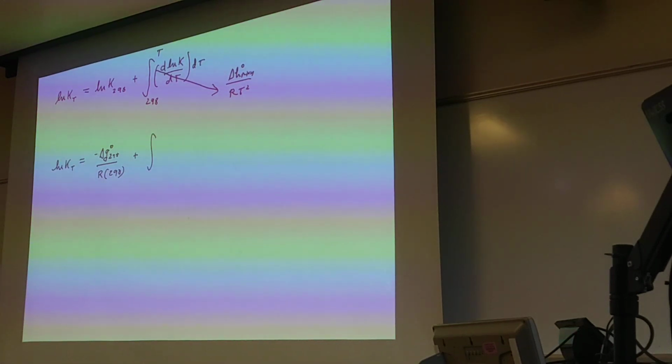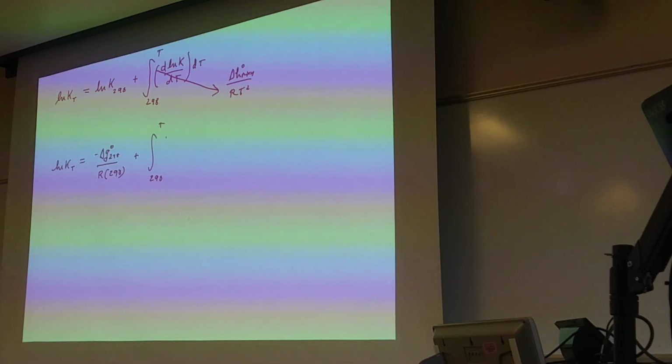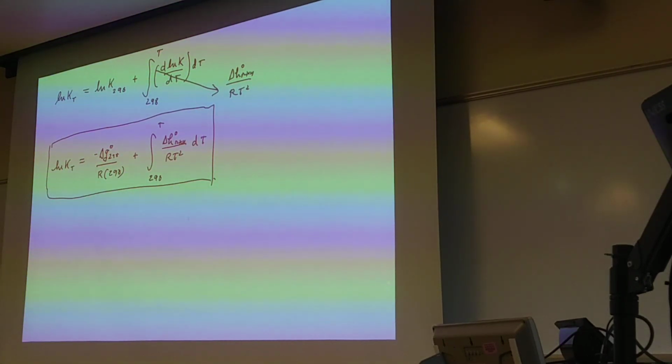Plus, and then I have the integral from 298 to the temperature of interest of the standard heat of reaction over RT squared dT. So at this point I haven't made any approximations, and so I might box this as our general result for getting the equilibrium constant at any temperature of interest. And so now we can see what it takes to be able to deal with this.